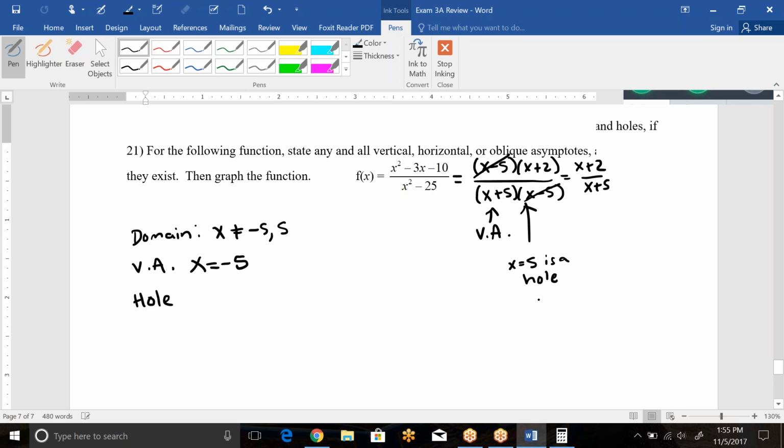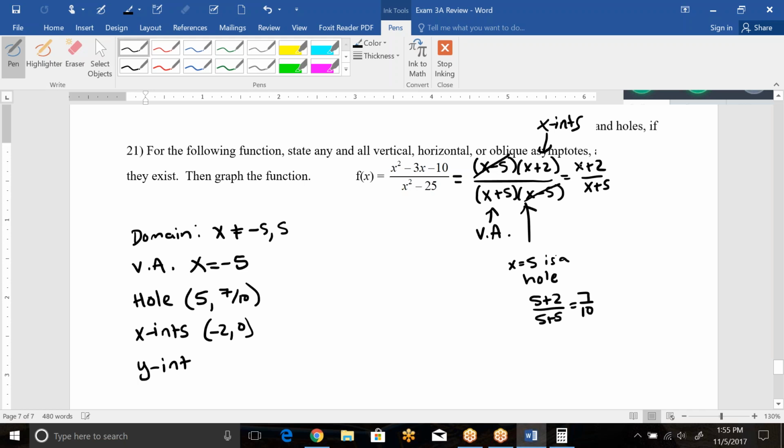So when we want to know what the hole's ordered pair is, because a hole is not just a number, it's an ordered pair, we plug that into the remaining function. So 5 plus 2 over 5 plus 5 is 7 over 10. So there's a hole at 5, 7/10. And then the x-intercept, so I'm kind of going a little bit out of order this time, is anything left on top that didn't cancel out. So if we solve that equal to 0, that's -2. So -2, 0.